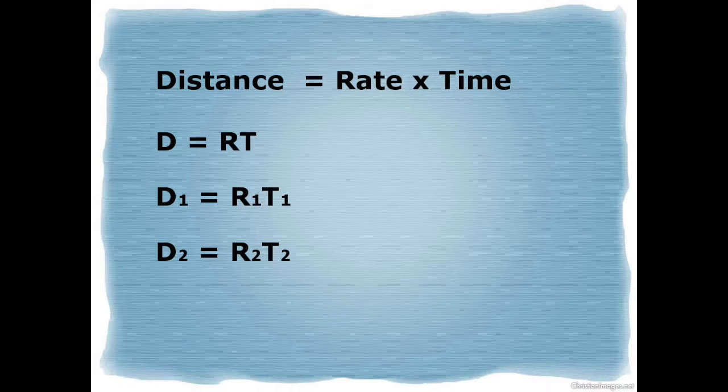But distance, rate, and time is distance equals rate times time. It's also called bodies in motion. Distance equals rate times time, or abbreviated D equals RT. That is D equals R times T. D stands for distance, R stands for rate, T stands for time.